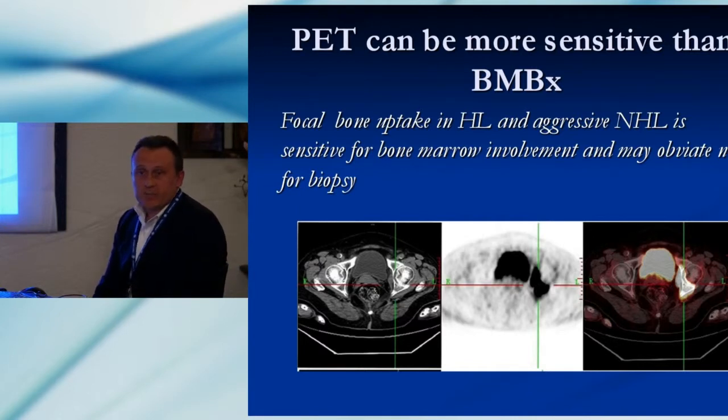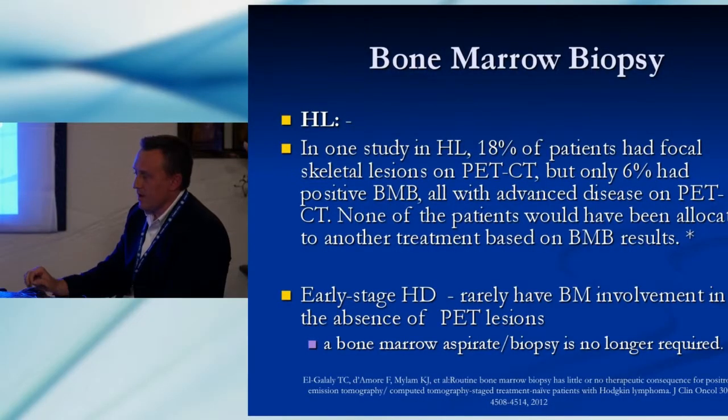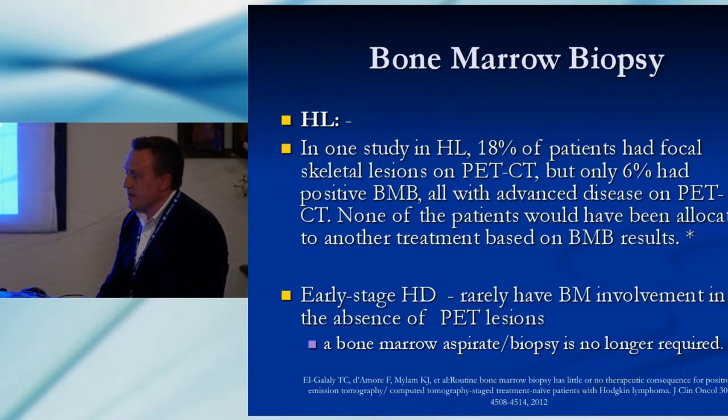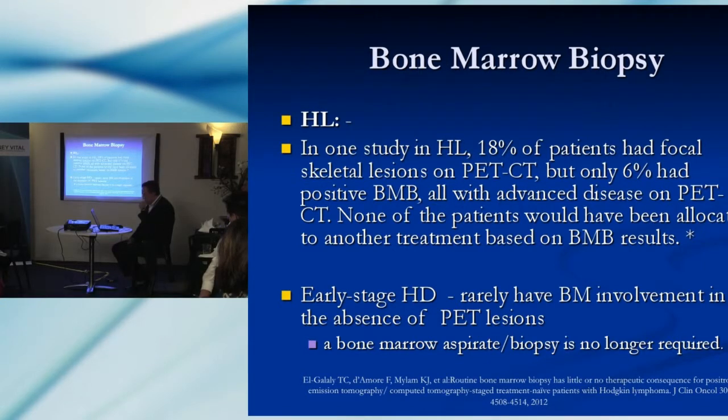PET can be more sensitive than bone marrow biopsy, and this is something that's coming up more recently, in that focal bone uptake, particularly in Hodgkin's lymphoma and aggressive non-Hodgkin's lymphoma, is very sensitive for bone marrow involvement and can obviate the need for biopsy in some cases. If we look at the example of Hodgkin's lymphoma in one study, 18% of patients had focal skeletal lesions on PET-CT, but only 6% of those had positive bone marrow biopsies, or with advanced disease on PET-CT. With early Hodgkin's disease, we rarely see bone marrow involvement in the absence of PET lesions. So in that context, the bone marrow aspirate or biopsy is no longer required.